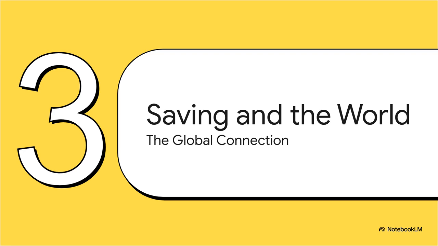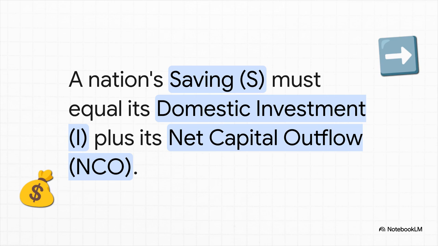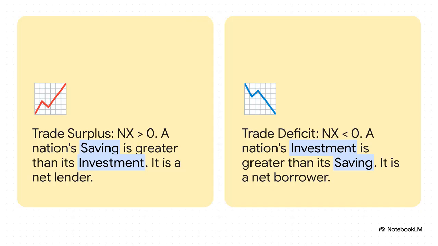Okay, this is where it gets really interesting. That simple equation, NX equals NCO, is the bridge that connects a country's domestic economy, like how much it saves and invests at home, to its role on the entire world stage. This relationship is incredibly powerful. It shows that a nation's total savings, all the money it doesn't spend, gets used in only two ways. It's either invested domestically in things like new factories, or it's invested abroad by buying foreign assets. That's it.